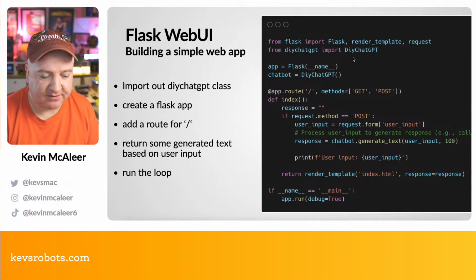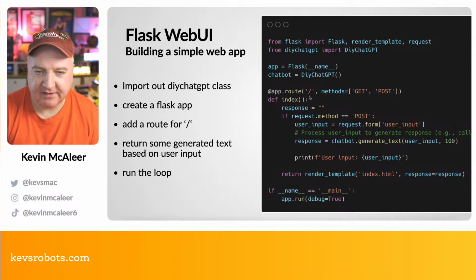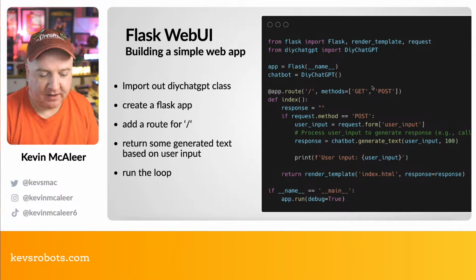We'll have a look at that in a second. And then we're going to create an app that's called Flask(__name__). And then the chatbot will become equal to the ChatGPT class that we're going to create as well. And then this app.route, that's a decorator, and it's going to look for anything that's passed to the web server, either using get or post requests. And if it gets that, it's going to run this piece of code.